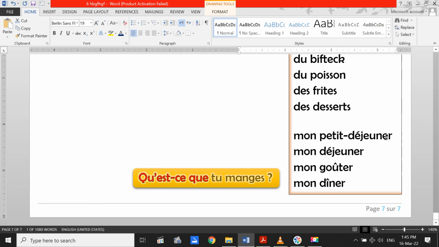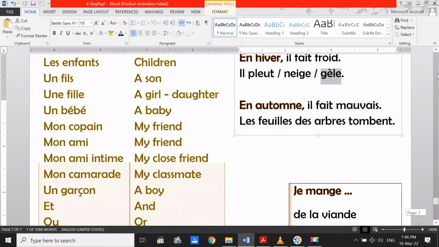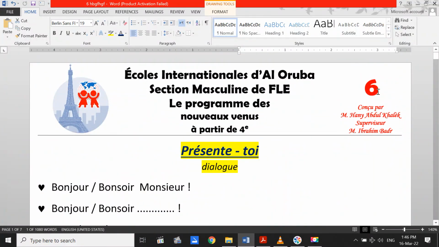Mon petit déjeuner, my breakfast. Mon déjeuner, my lunch. Mon goûter, my snack, a meal between lunch and dinner. Mon dîner, my dinner. So this is the end of sheet number 6. We have number 7 and number 8, and then we finish the program.